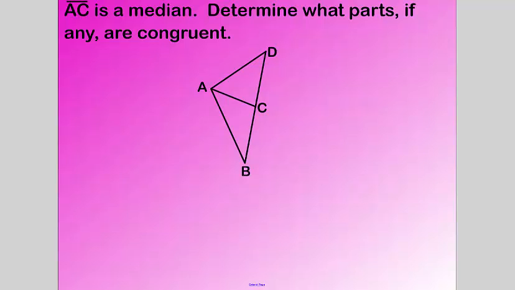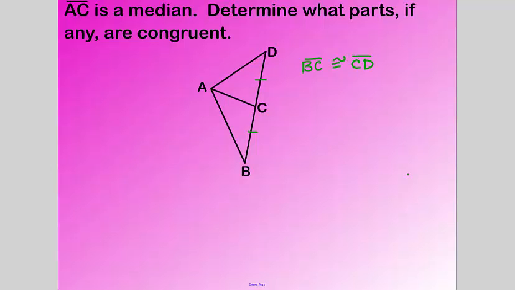Here they tell me AC is a median. That means that it is going to cut this side BD in half. Determine what parts are congruent. Well, BC is congruent to CD.